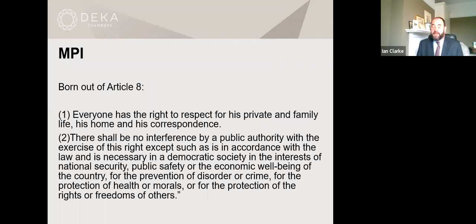It's born out of Article 8, and there you see on the slide, I set out Article 8. Everyone has the right to respect for his private and family life, his home and his correspondence. Then Article 8.2, there shall be no interference by a public authority with the exercise of this right, except such as is in accordance with the law and is necessary in a democratic society in the interest of national security, public safety, or the economic well-being of the country, for the prevention of disorder or crime, for the protection of health and morals, or for the protection of the rights and freedoms of others.